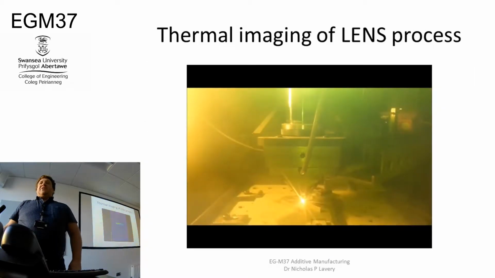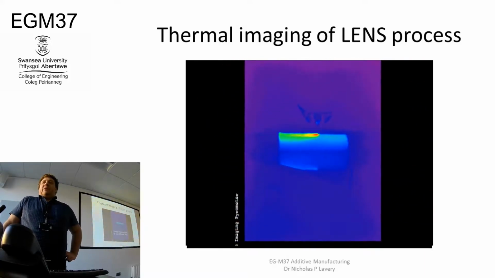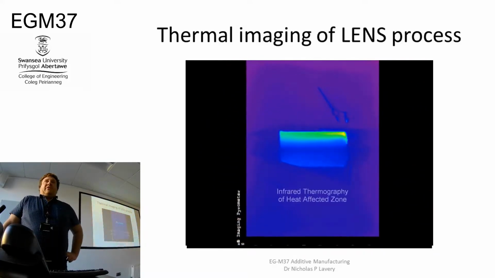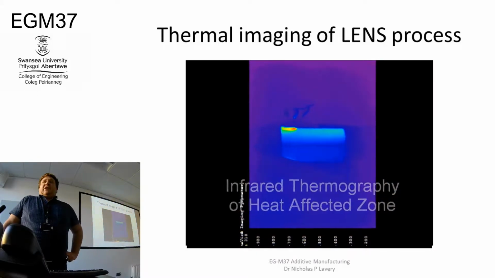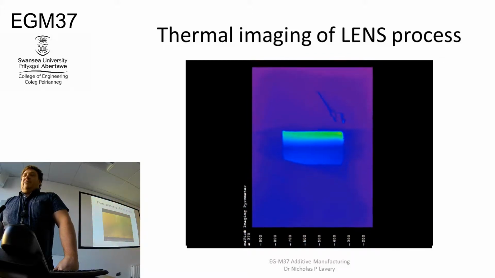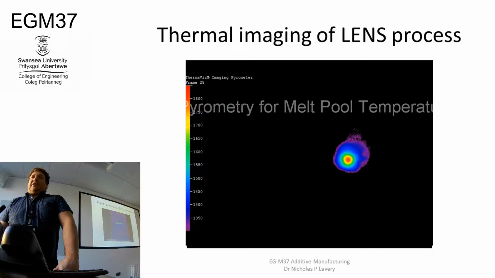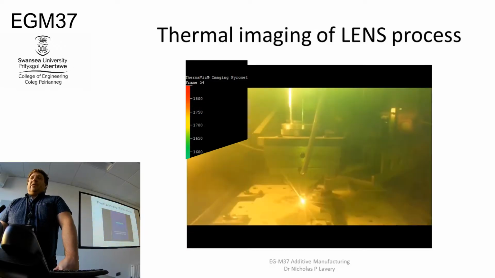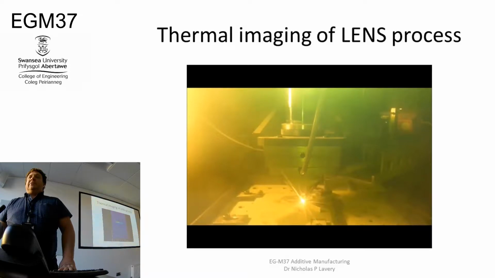So this is the LENS process, which is also very similar. This is the American equivalent, probably one of the first ones around. And this just shows some of the thermal imaging. So you can see the melt pool progressing, you can see the hot spot and then the tail of it at the back. And that's building up a wall there or something simple.